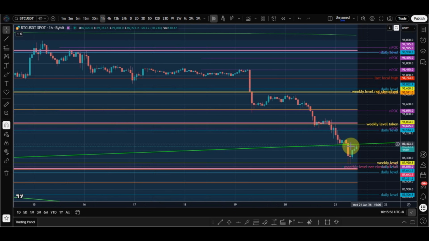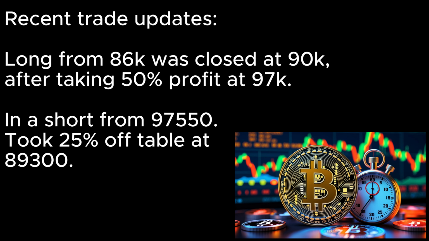So all eyes on this trend line and levels around it, to see if Bitcoin rejects from the trend line or if Bitcoin reclaims the trend line. Recent trades are shown. All my trade setups are in my videos.